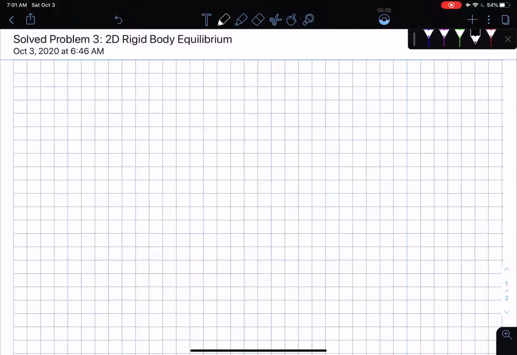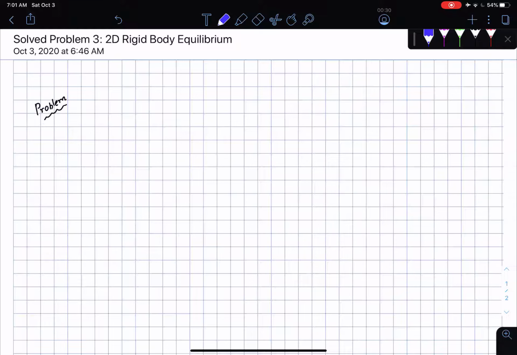Today we're going to look at a problem on 2D rigid body equilibrium, and this is a problem on what is called a smooth support or a smooth contact. Okay, so here is the problem. I have this bar AB which is pinned on one end and it's resting on a smooth wall at the other end. Okay, so here is the bar.